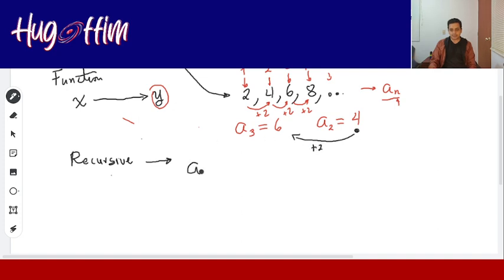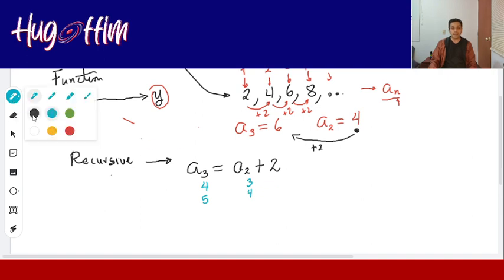Okay, so for example, a sub 3 is going to be, in this case, a sub 2 plus 2. But you can observe that this applies to any term of the sequence. If I have the term a sub 4, it comes that it's the same as a sub 3 plus 2. But let's say that I don't want a sub 4, I want a sub 5. So a sub 5 is a sub 4 plus 2.